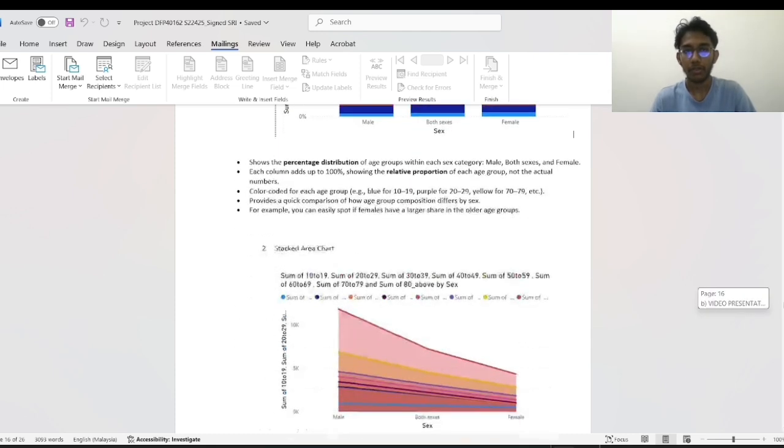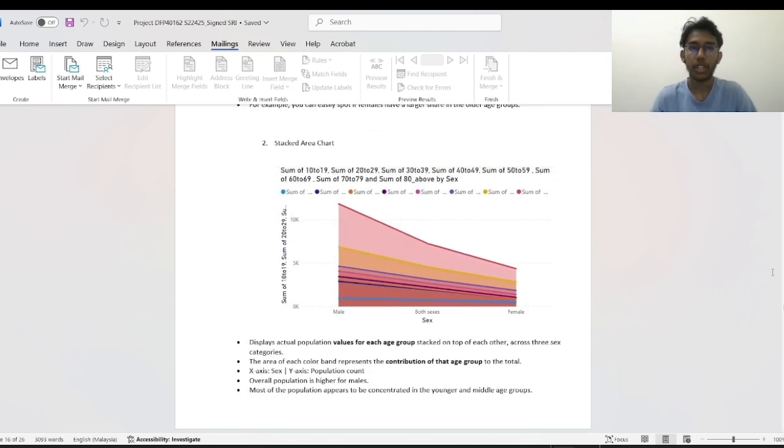So next we move to the stacked area chart. In this chart, we display the actual population values of each age group stacked on top of each other across three sex categories. The area of each color band represents the contribution of the age group to the total. On the x-axis, we have chosen sex, and the y-axis is population count. In this chart, the overall population is higher for males. Most of the population appears to be concentrated in the younger and middle age groups.